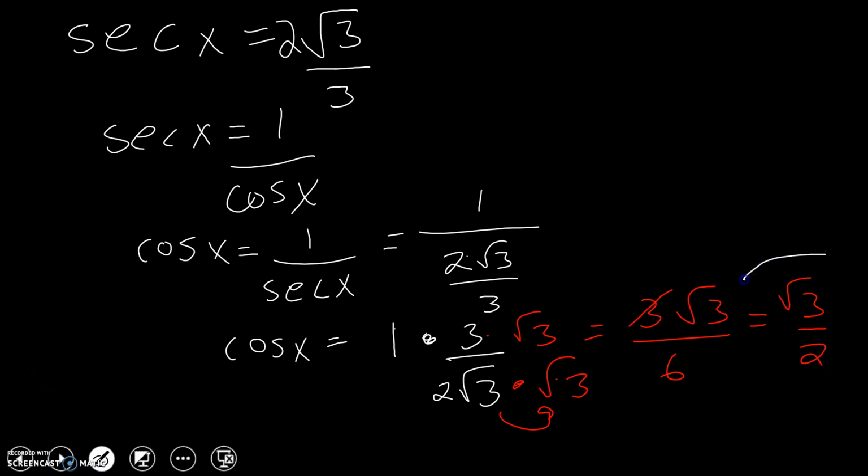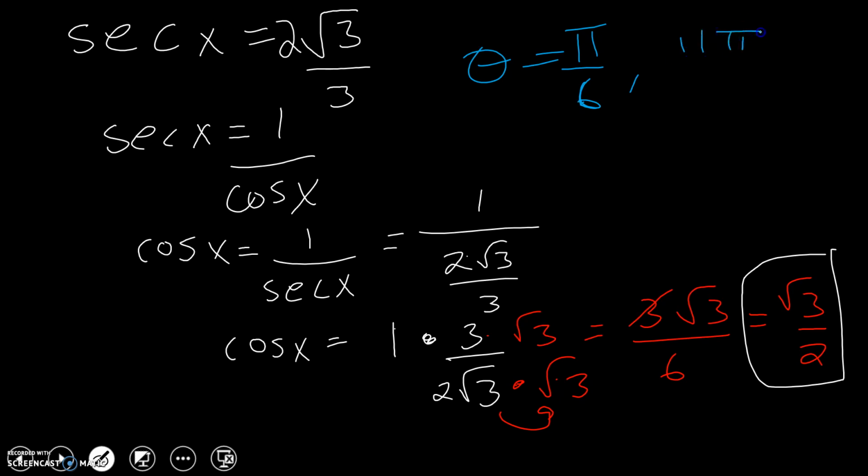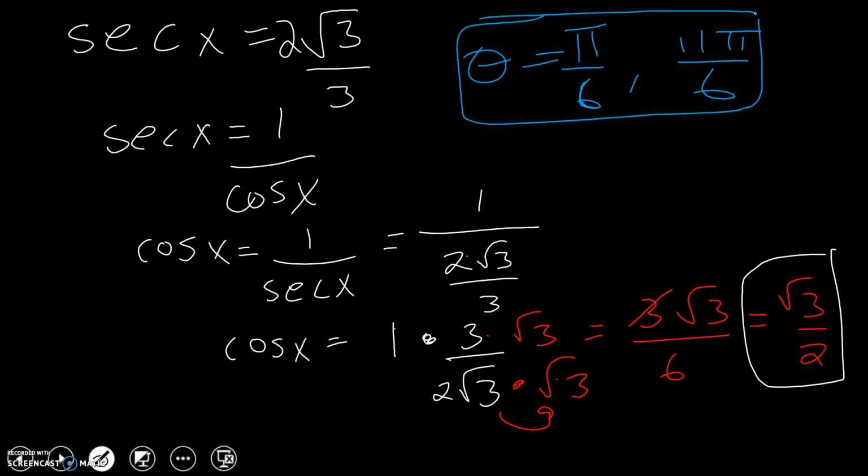Now, this is not your answer. This is just saying that cosine of x is equal to root 3 over 2. We need to find the appropriate angle at which cosine of x equals root 3 over 2. So, on your unit circle, pi over 6 and 11 pi over 6. These two are the angles where cosine of x will be equal to root 3 over 2. Alright, moving on.